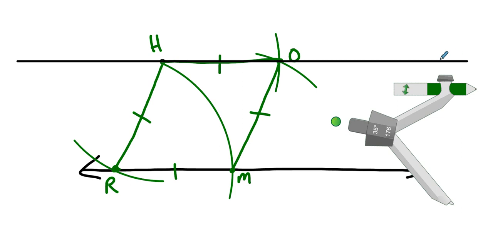So I hope this is helpful to you and that you now know how to construct parallel lines through a given point and perpendicular lines through a given point, because we use that in various ways in our discussion. See you soon.